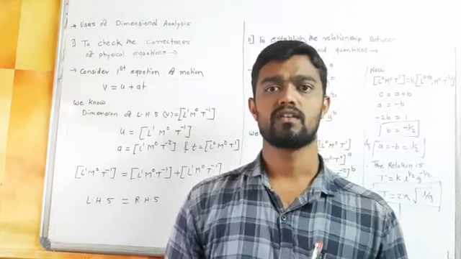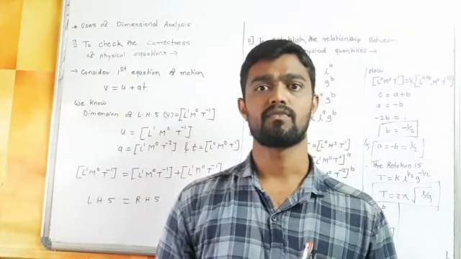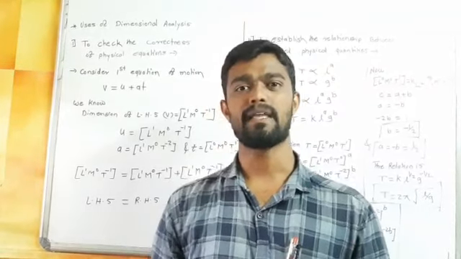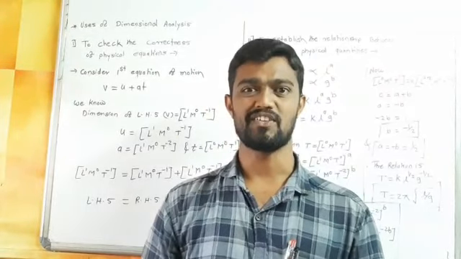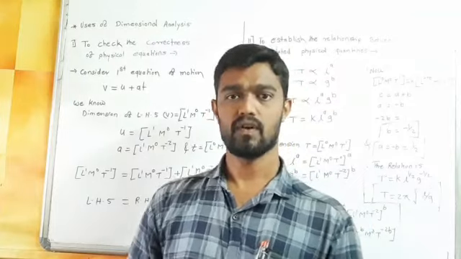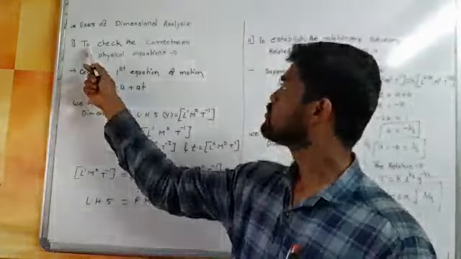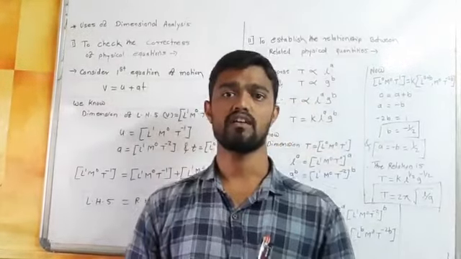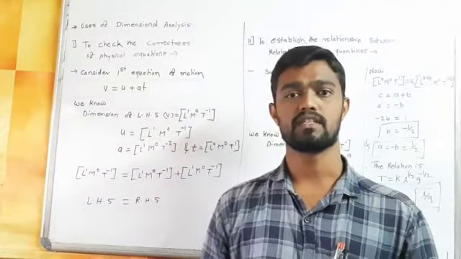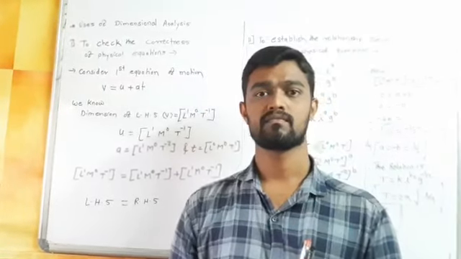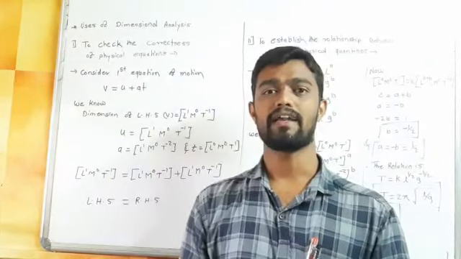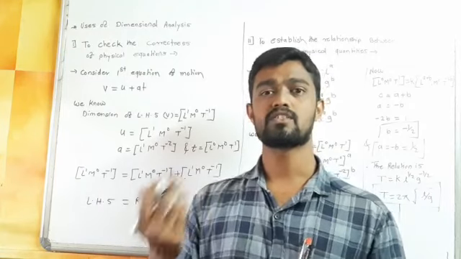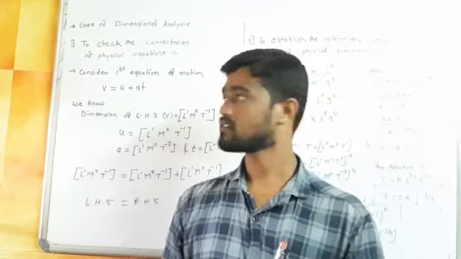This is your third lecture related to chapter number one, units and measurement. So today we are discussing the applications or uses of dimensional analysis. The first use is to check the correctness of a physical equation. Here we use one equation and find out its correctness. Means what? The LHS is equal to RHS.